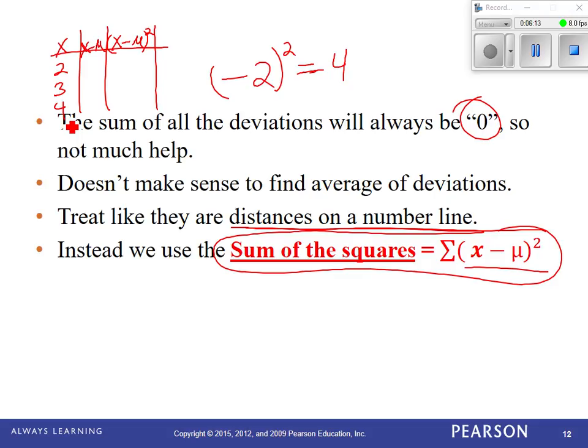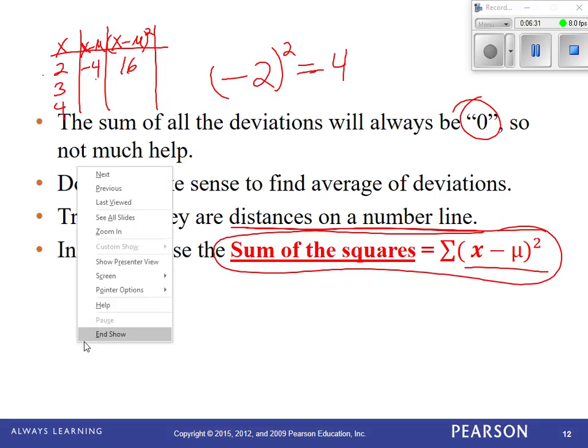Then you're going to find how far this 2 is from the mean, if we knew the mean. So x minus whatever the mean is, let's say it ends up being a -4 or something like that. And then you're going to take that -4 and square it. Well, -4 times -4 is 16. So we're going to make out this chart every time.